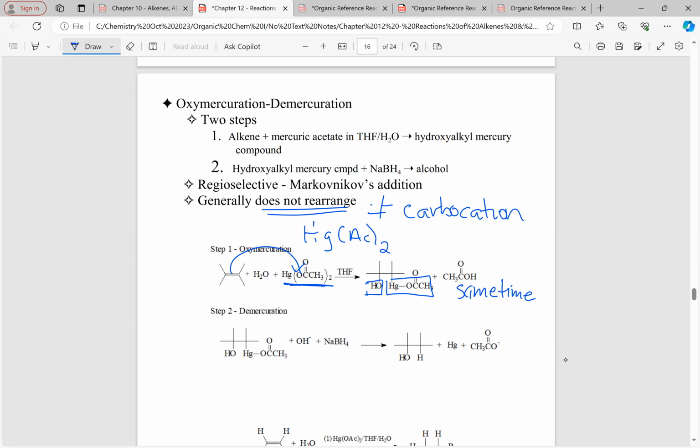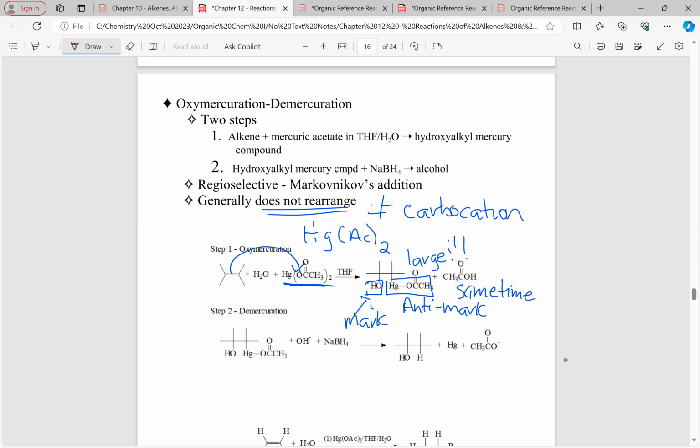You're going to connect there. And so you're going to break the pi bond. And this thing is very large. Okay, very large. So it is going to go onto the anti-Markovnikov spot. And the OH goes into the Markovnikov spot. Okay, so that's the idea behind the oxymercuration.